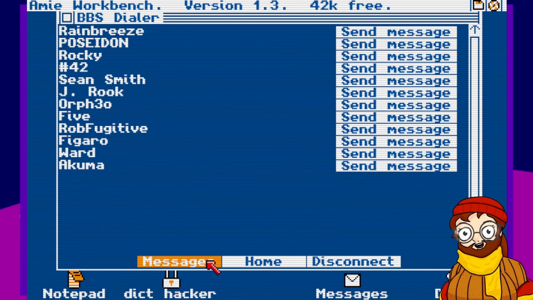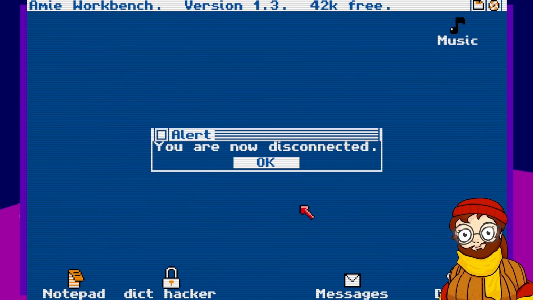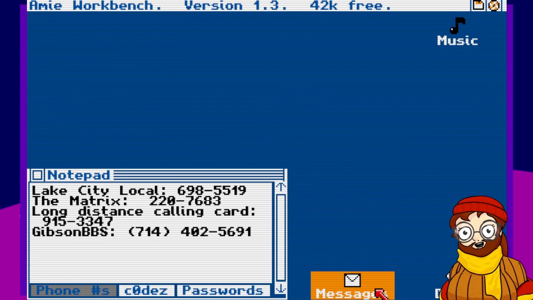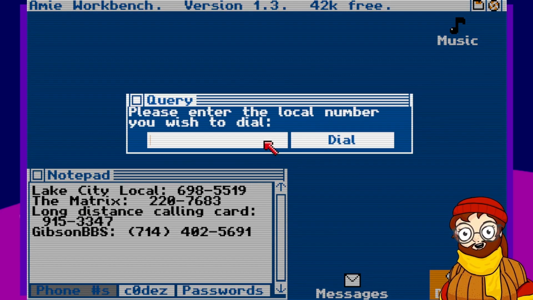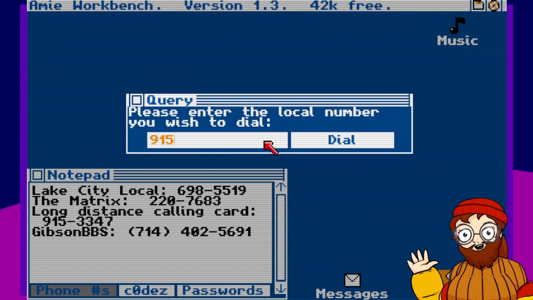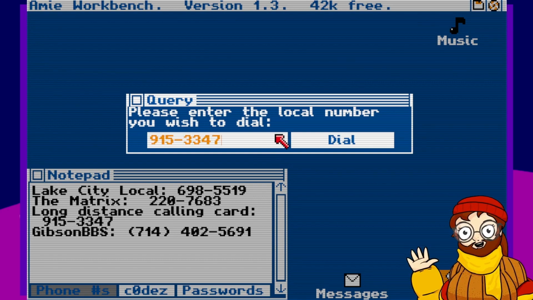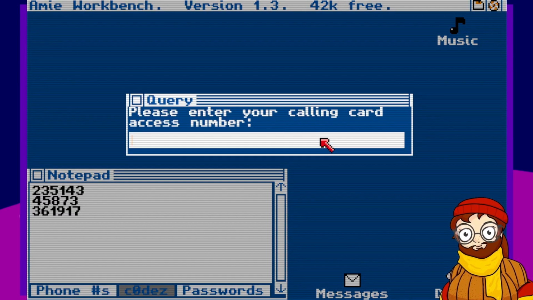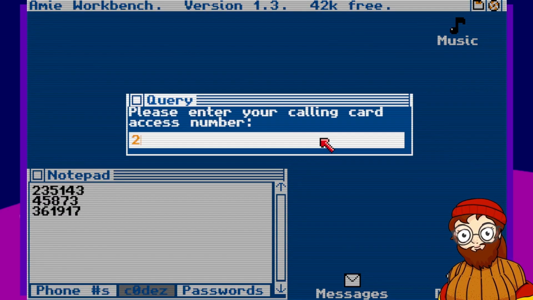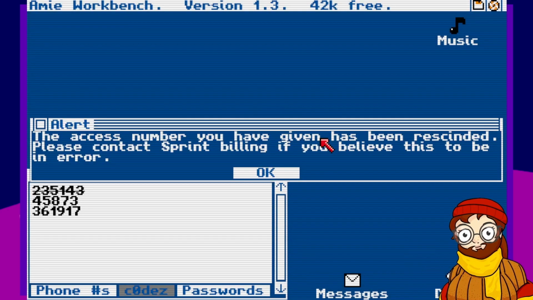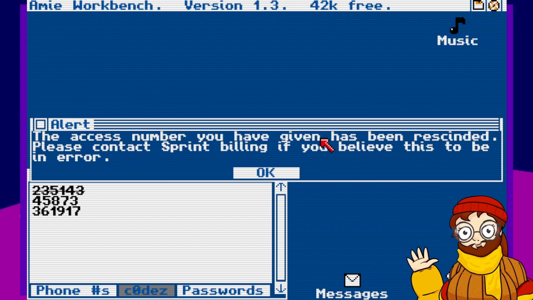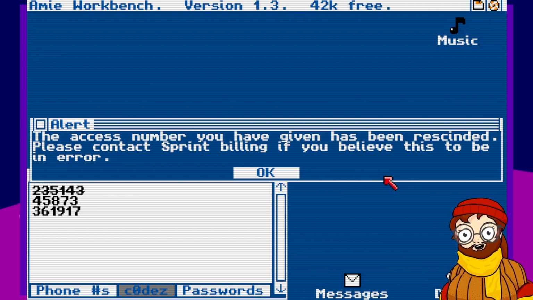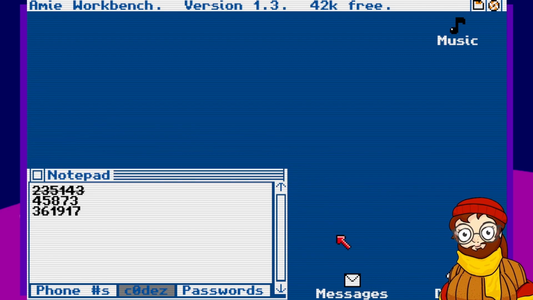Well, we'll just do some toggling in case anything happened, and yeah. We can dial it up, but the game doesn't need us to, and I'm not going to bother. Instead, let's just head back to Gibson, see if anyone has any information. Oh, the access number you have been given has been rescinded. Please contact Sprint Billing if you believe this to be an error. Okay.